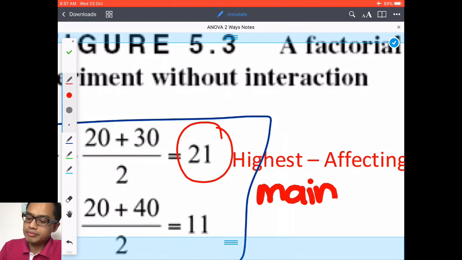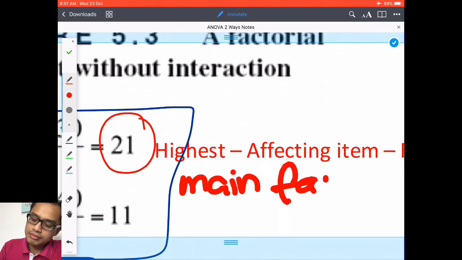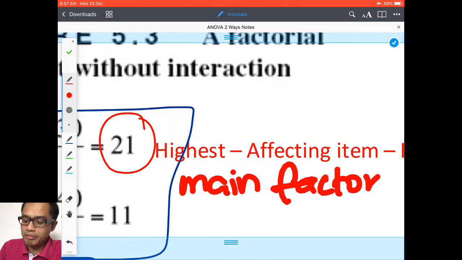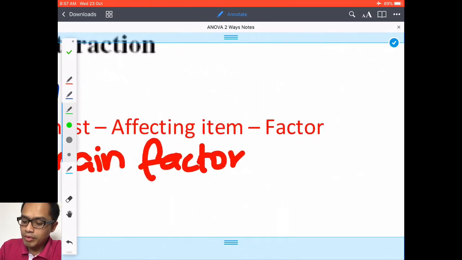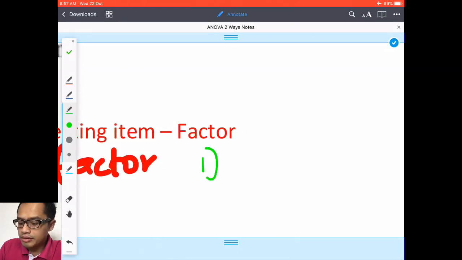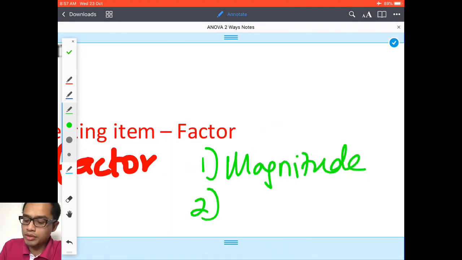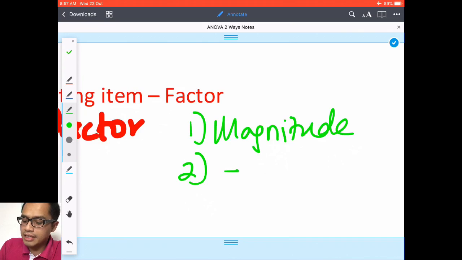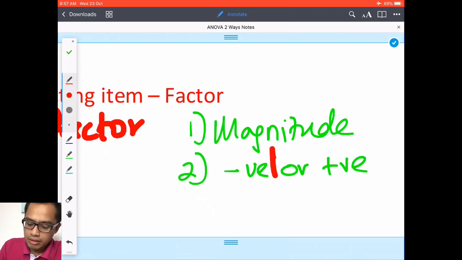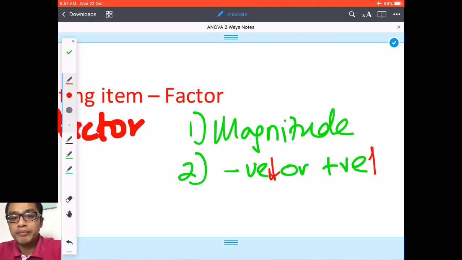Main factor. Alright, that's number 1. How to know that you have the main factor? Number 1, the magnitude. Number 2, look at these signs. A negative sign will bring down the yield. It's too big. A positive sign will bring up the yield.